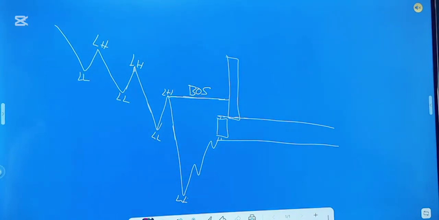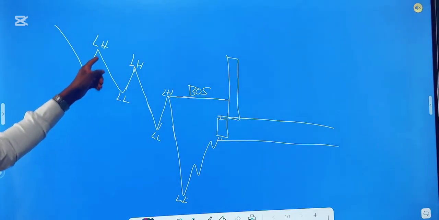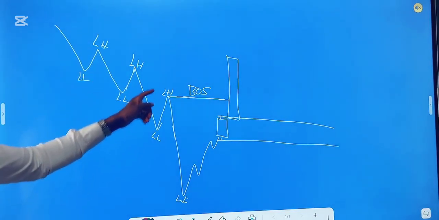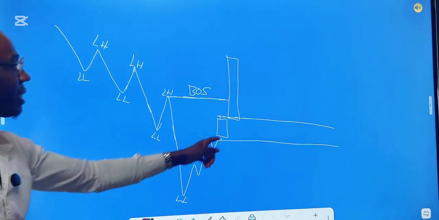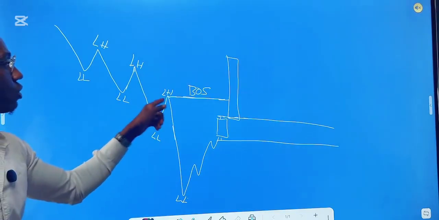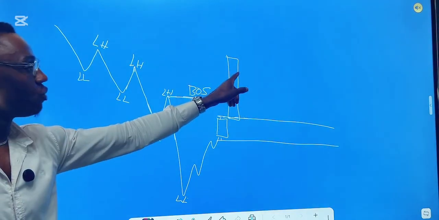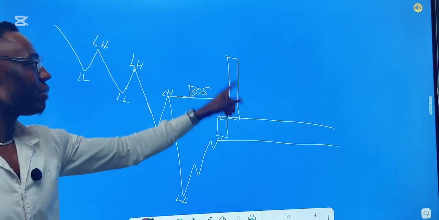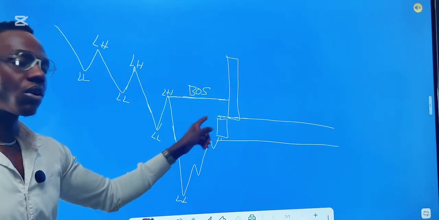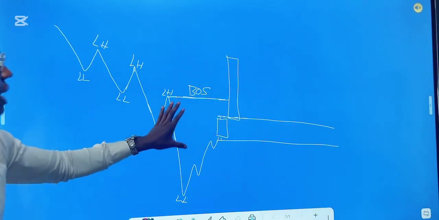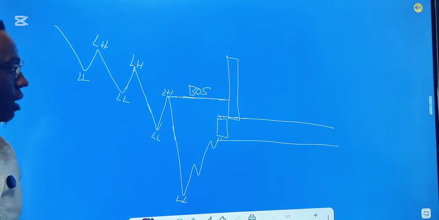All right. So now the market is giving us lower lows and lower highs. At this point, the market breaks the previous lower high with this momentum candle. Behind the momentum candle we have an order block, so this actually makes it a valid order block.